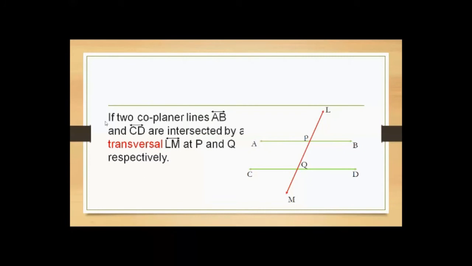Now students, here we have: if two coplanar lines AB and CD are intersected by a transversal LM at points P and Q respectively. Two coplanar lines, AB and CD, as you see, students, lie on the same plane. Which line is called a transversal? This line is called a transversal, means a third line which intersects these two parallel lines. It is represented by a red line and it is line LM. The point where this line intersects AB is called point P, and the point where it intersects CD is called point Q. Now this line is called a transversal.